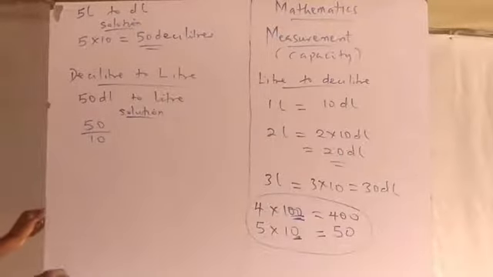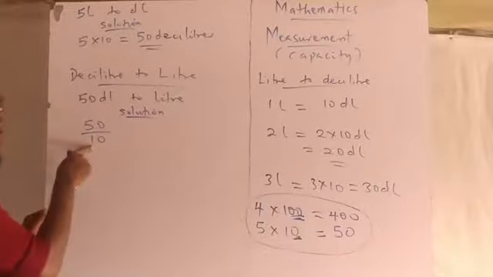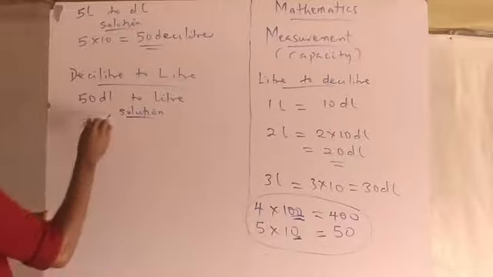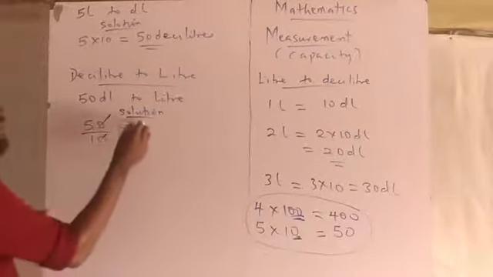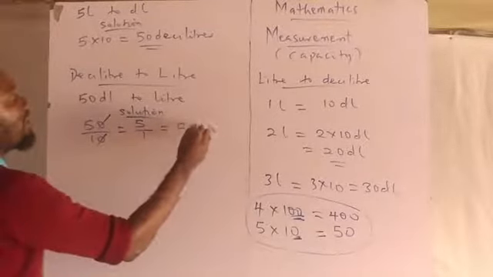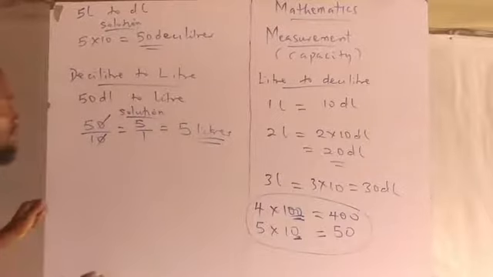In this type of division, where the two numbers end with zeros, the 0 will cancel out the 0. So what you have is 5 over 1. And your answer is 5 liters.